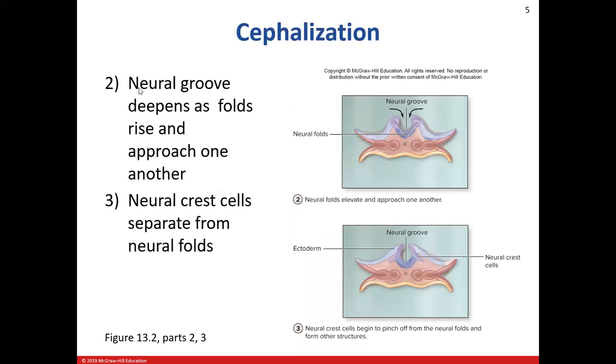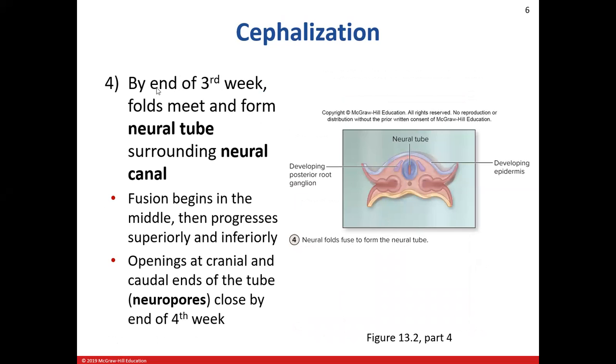When we look at the second step, that deepens the neural groove as the folds rise and approach one another. So now we see the neural folds come out and start to wrap around, and that further develops the neural groove. In phase 3, the neural crest cells separate from the neural folds. And so here we have the neural folds further developing that neural groove. And then on the side here, we see the development of the neural crest cells.